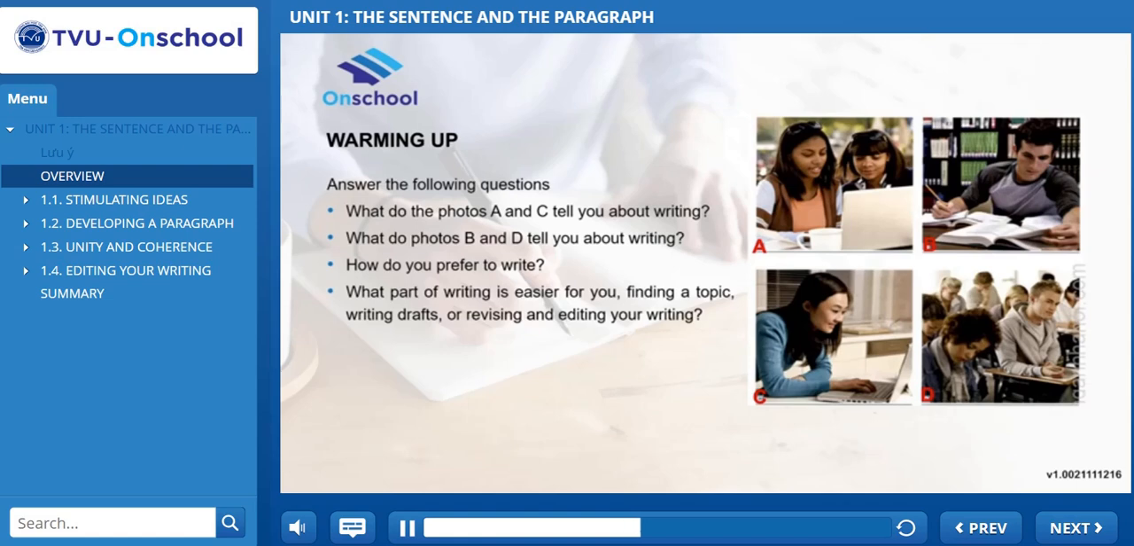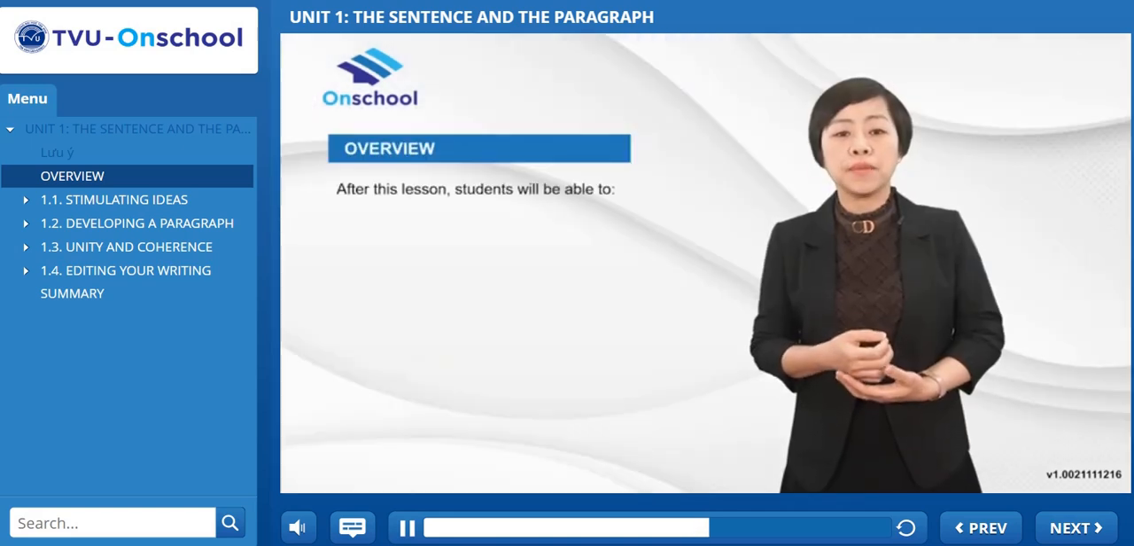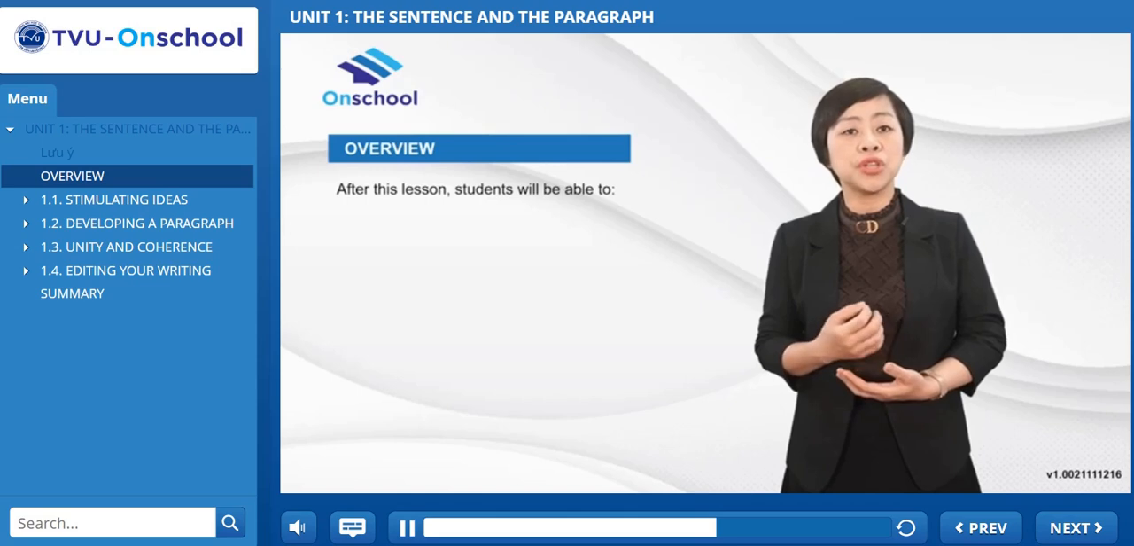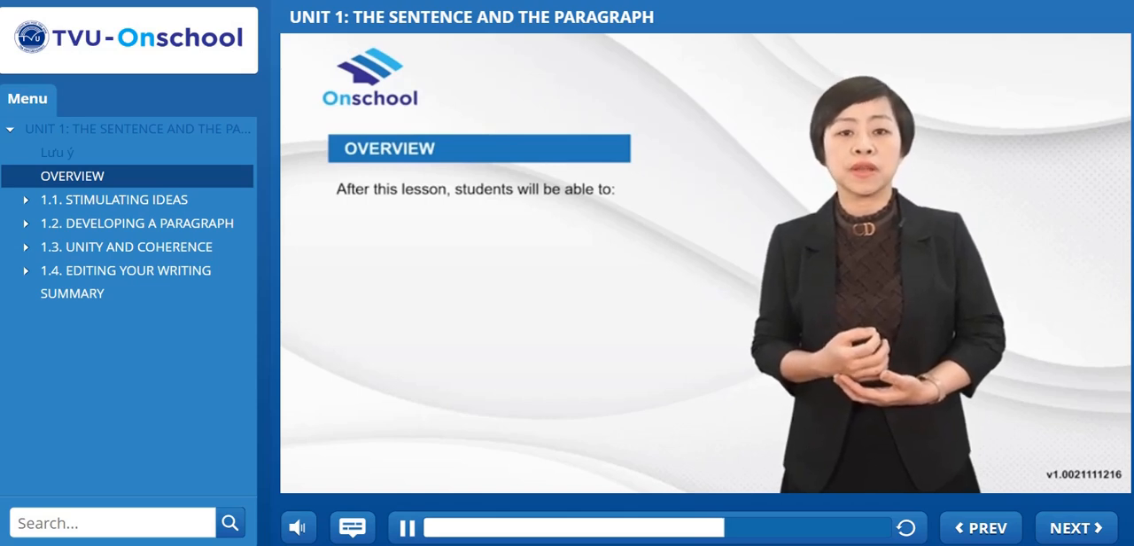Finding a topic, writing drafts, or revising and editing your writing? Your answers may be different because you have different abilities. And I hope after you study this unit, you may find difficult and challenging parts become easier. You can do that because this unit will help you achieve the following objectives.